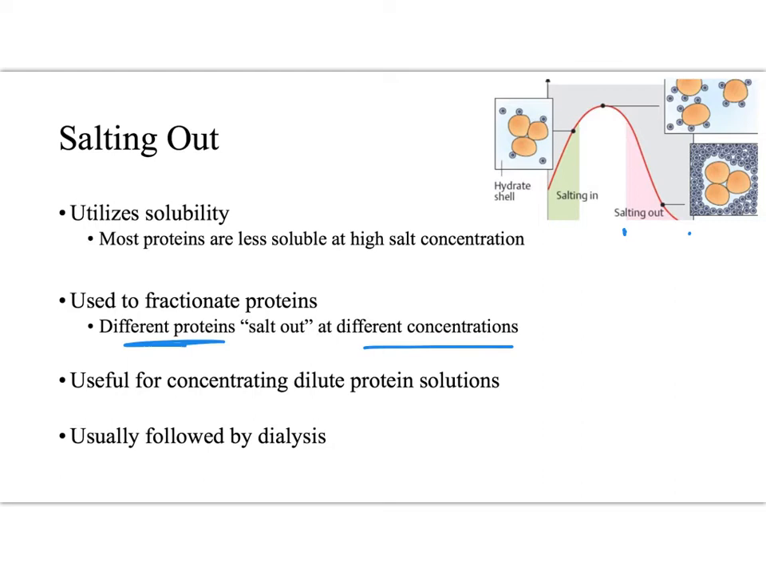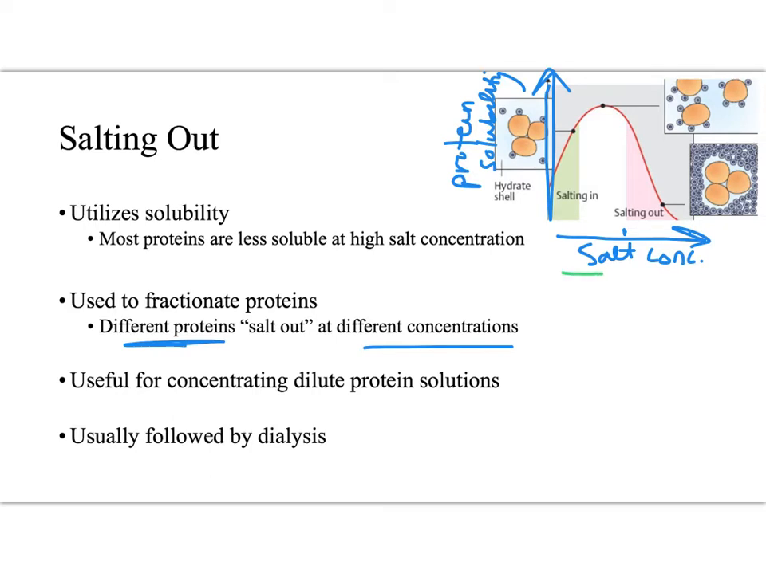And if we're looking at this graph, on this axis here, we're looking at protein solubility. And on the x-axis here, we're looking at salt concentration. So we can see that as we're increasing the salt concentration, we're actually decreasing that protein solubility in your sample. So this is useful for concentrating dilute proteins in solution. But oftentimes, this has to be followed by dialysis because we've salted out, we've put extra stuff in there, and we have to remove that salt.